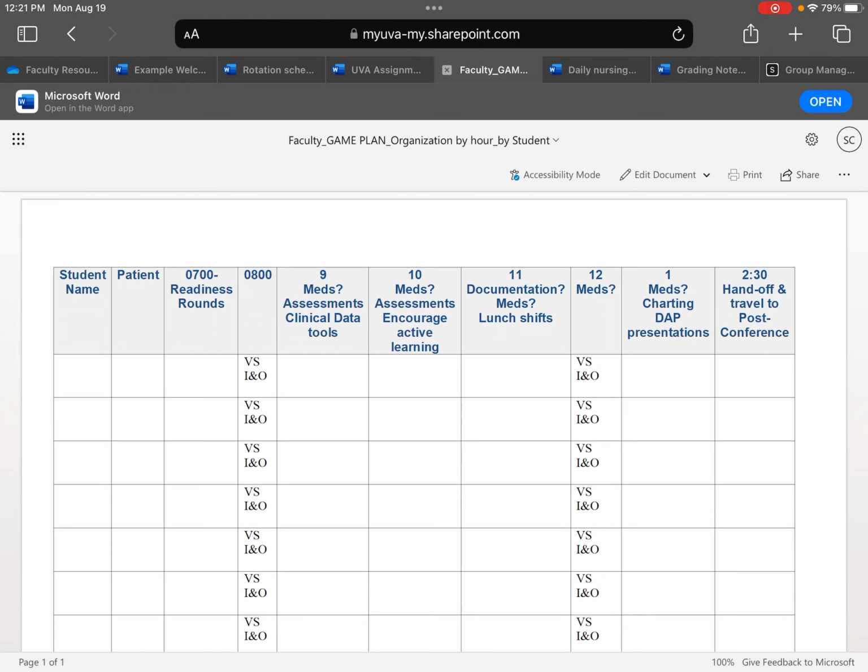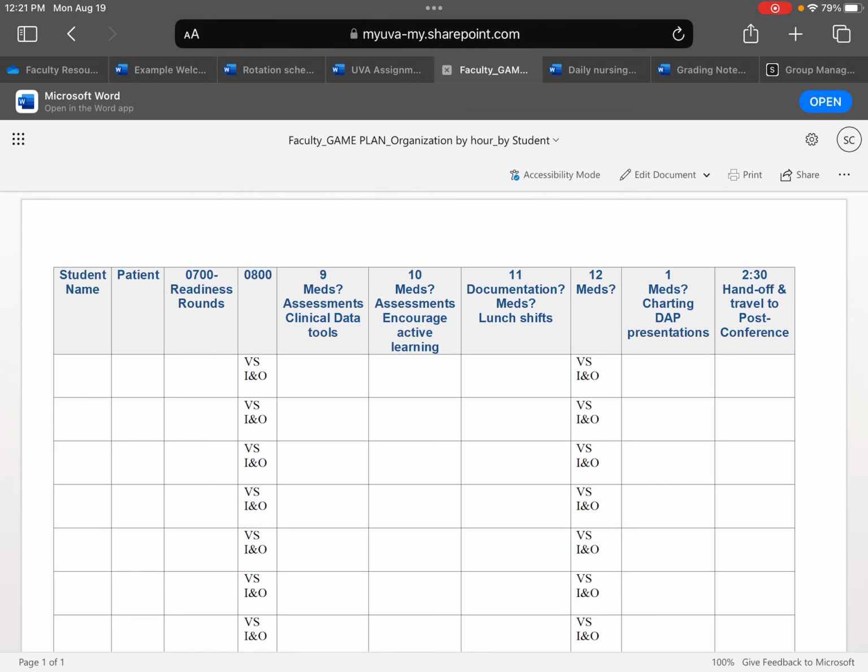Once I've made my assignment for the day, then I put my game plan together. I always have these sheets pre-populated. Once I know my student roster for the semester, I put their names in here electronically, and then I just print these and have them in a clipboard that I keep on the unit. This is where I put what room number or what patient they're working with and what nurse.